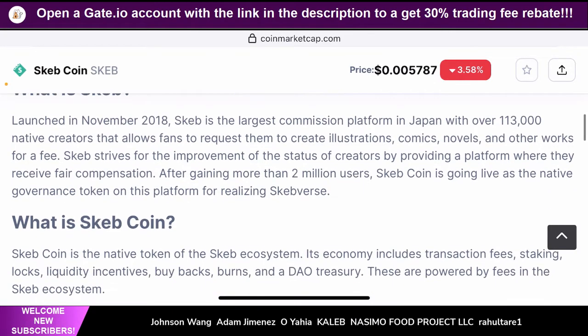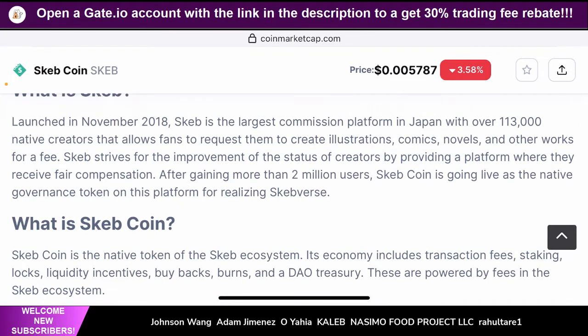So what is Skipcoin? As we discussed, Skipcoin is the native token of this platform, and it's the governance token as well, and its economy includes transaction fees, staking, locks, liquidity incentives, buybacks, burns, and a DAO treasury. So clearly they're a DAO, or they're aiming to become a DAO, which is a decentralized autonomous organization. What this means is token holders have pretty much the whole control of the platform itself, which is pretty good because it helps in decentralizing the platform, right?